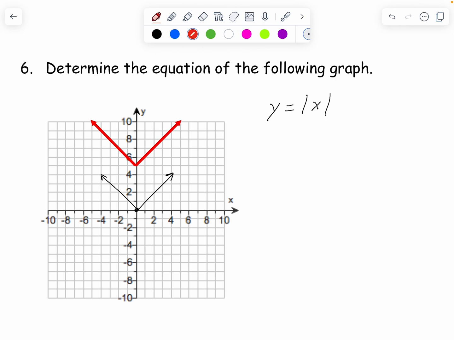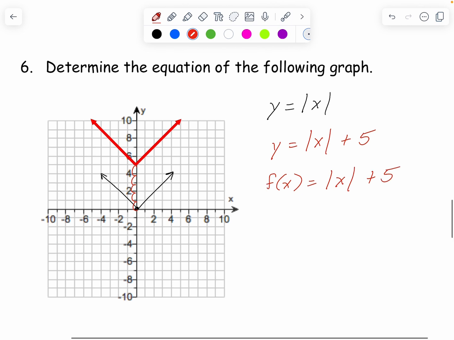So how far did they shift it up? Well, from 0, the original vertex, it goes up 1, 2, 3, 4, 5. So it goes up 5, and up should be behind the function. So we would have y equals the absolute value of x, but shifted up 5 units. And so that would be our equation. Now, if they wanted it in function notation, that simply means that we would do f of x equals the absolute value of x plus 5.